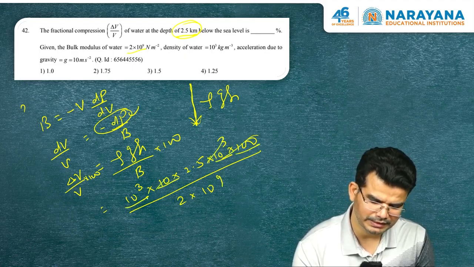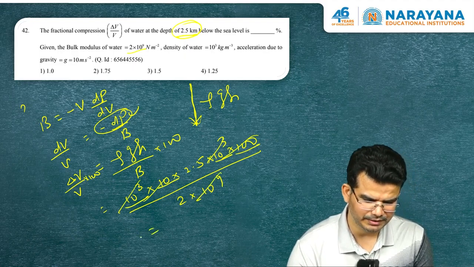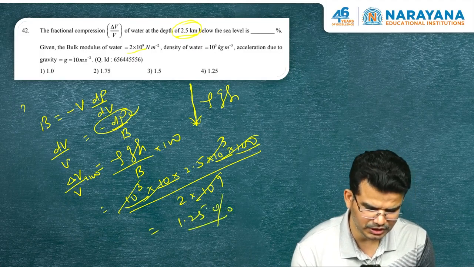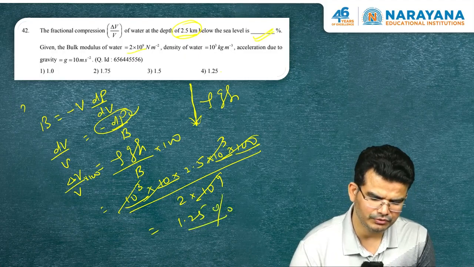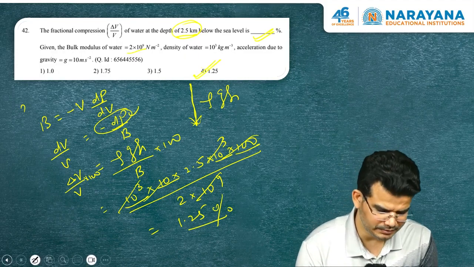So, everything gets cancelled with 10 raised to power 9, 2.5 by 2, how much it is coming? It is coming 1.25%. So, here what should be filled? 1.25, yes, fourth is correct answer. Okay, let us move to next one.